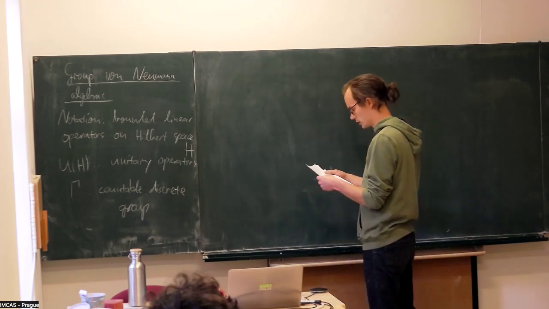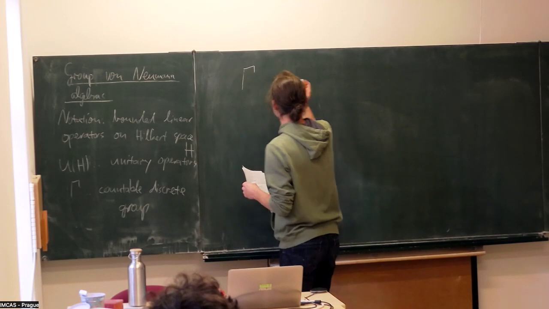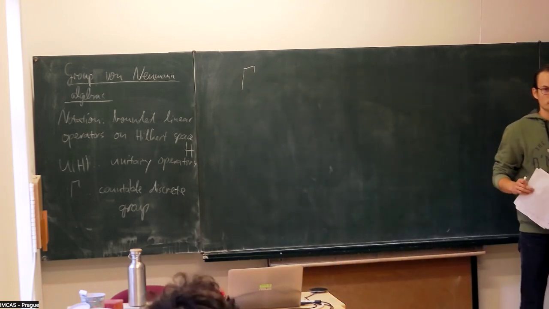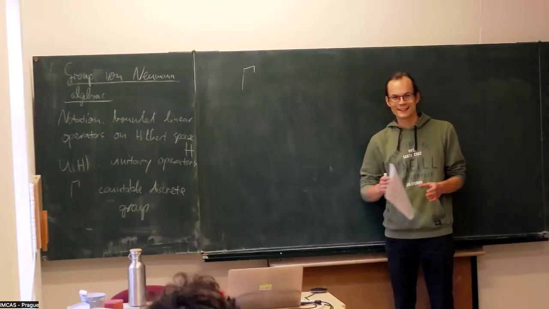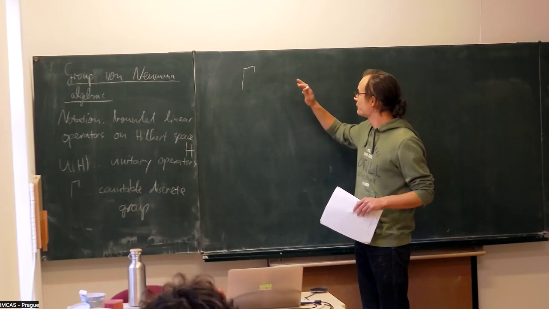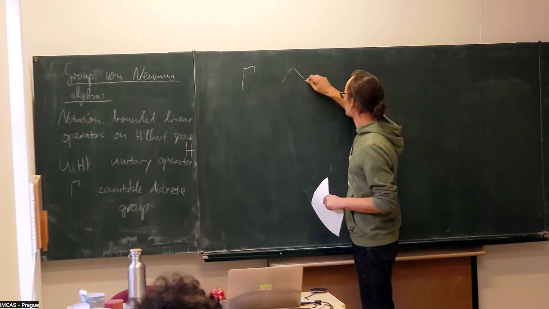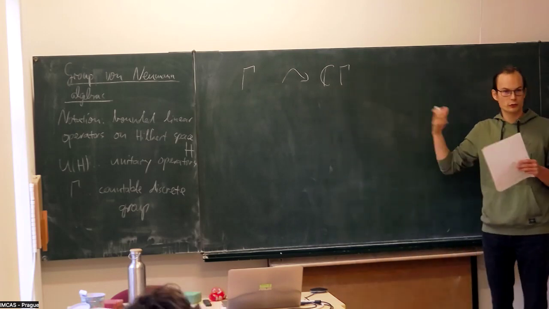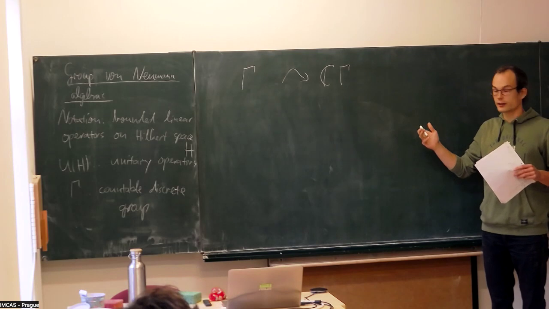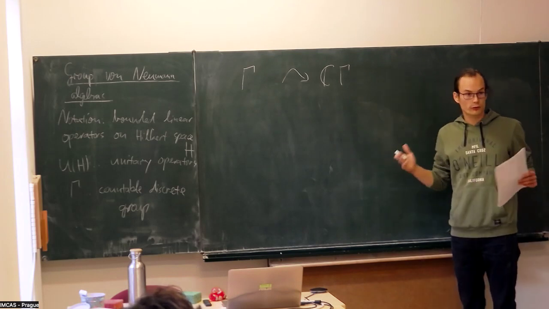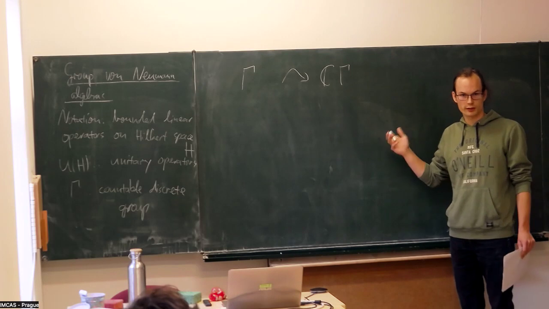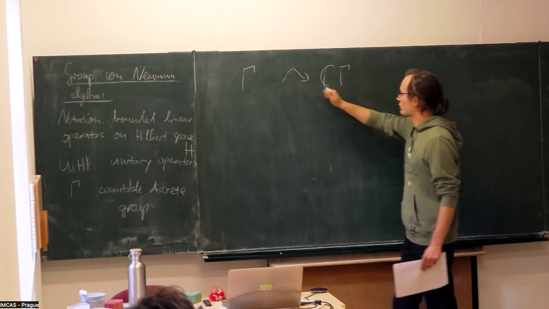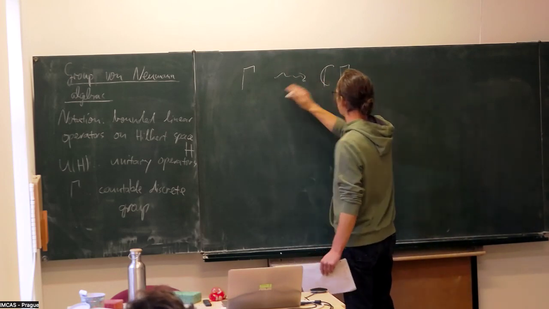So, some motivation. We have a group gamma. If we look at the group gamma, we can form a discrete group. We can form its group algebra. This is just the linear span of group elements with complex coefficients. And for finite groups, this is apparently a very useful thing because it has the same representation theory as the group itself. That's what I heard, at least.